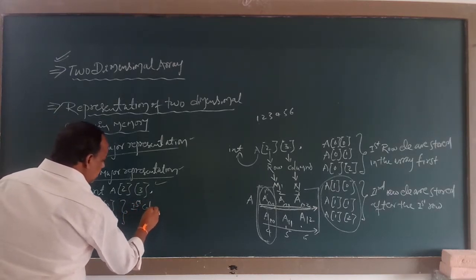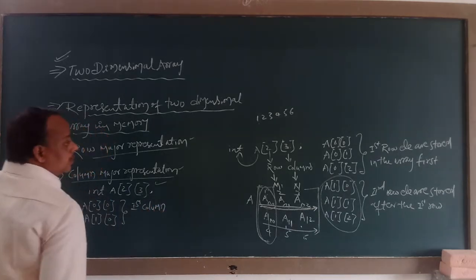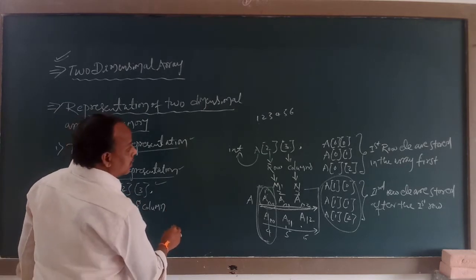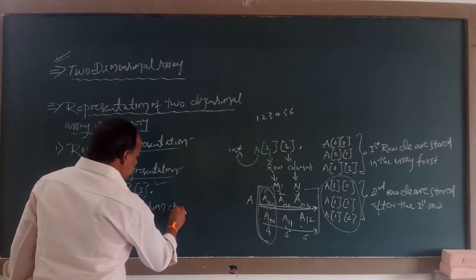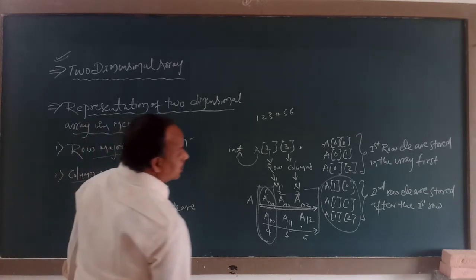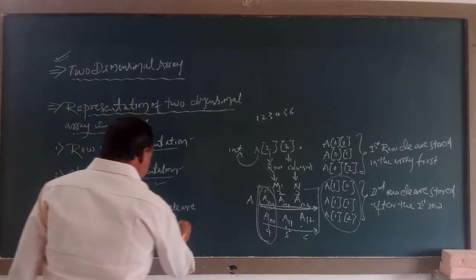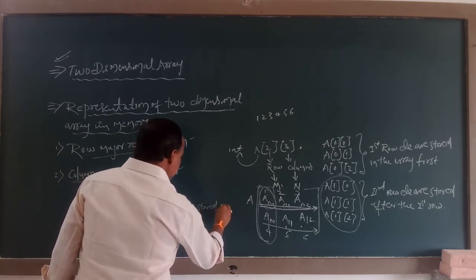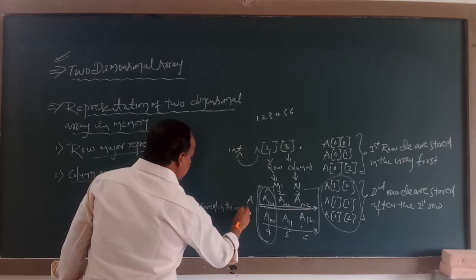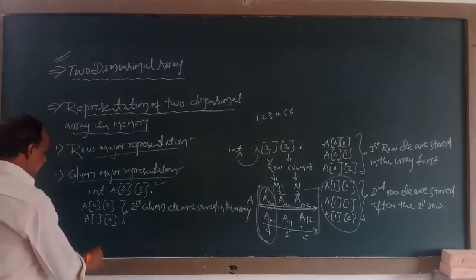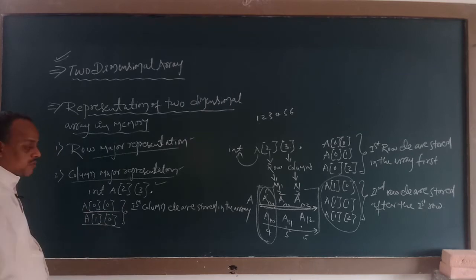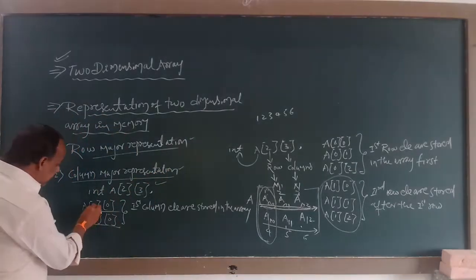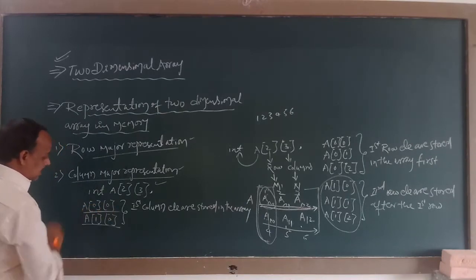So these first column elements are stored in the array. So these memory locations represent what? The first column. So the first 2 entered elements are going to be stored here, A[0][0] and A[1][0].